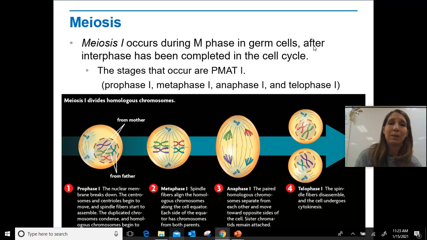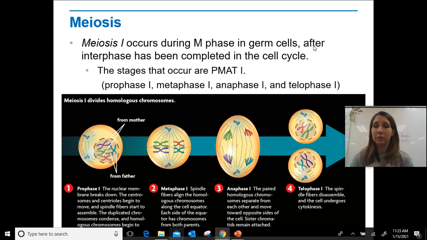So M is going to happen after interphase. So we still go through G1, S, and G2. We still copy our chromosomes. So we still start in our germ cells with 92 sister chromatids at the start of meiosis 1. The first stage of meiosis, as we saw in mitosis, is prophase. Because it's part of meiosis 1, we call it prophase 1. Okay, Roman numeral 1. So in prophase 1, same series of events as what we saw in mitosis.